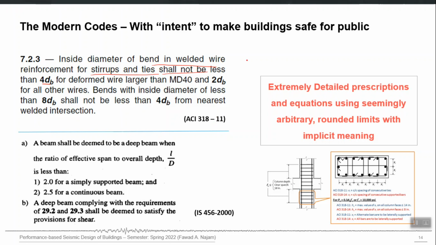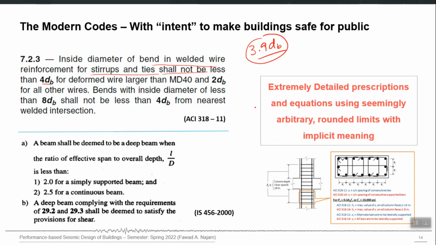What will happen if my inside diameter of bend in welded wire reinforcement for my stirrups is simply 3.9 dB? What will happen? It says it should not be less than 4 dB. What will happen if it is 3.9 dB? Will my structure collapse? Will everything not work out, for example? It does not tell, right. So, the consequence of non-compliance is not explicitly mentioned, you just have to follow it, right.